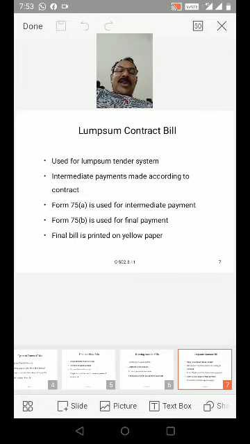Form 75A is used for intermediate payment. Form 75B is used for final payment. The final bill is printed on yellow paper. This is the lump sum contract bill.